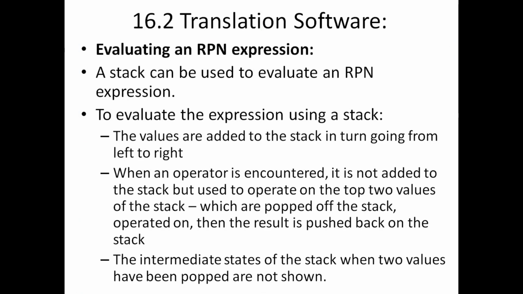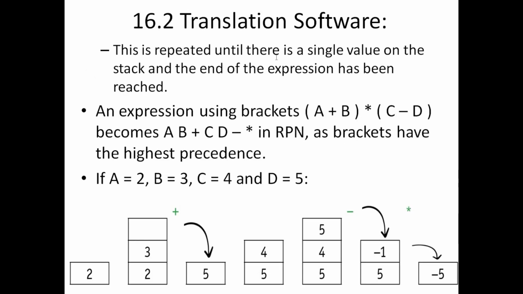Evaluating an RPN expression. A stack can be used to evaluate an RPN expression. Now how you can do that: the values are added to the stack in turn going from left to right, and whenever an operator is encountered, it is not added to the stack, but it is used to operate on the top two values of the stack, which are popped off from the stack first. They are popped off, that operator is applied onto them, and then the value is pushed back onto the stack. The intermediate states of the stack when two values have been popped are not shown.